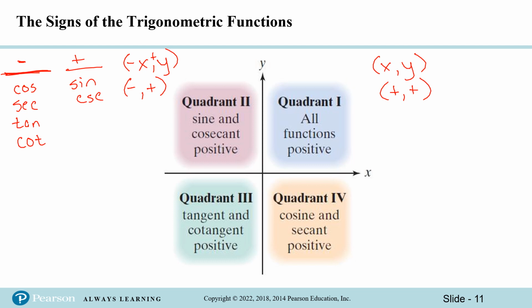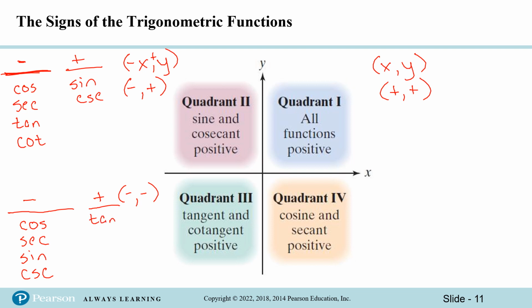Quadrant 3, both my x and my y are negative. So you would think that would make all of the functions negative. That's not the case. So all of my x's, so my cosine and my secant, and my y's, that would be the sine and the cosecant. But the tangent and the cotangent are both positive.